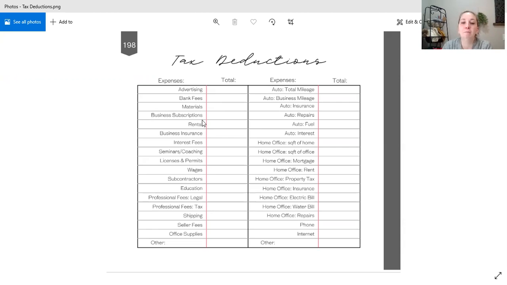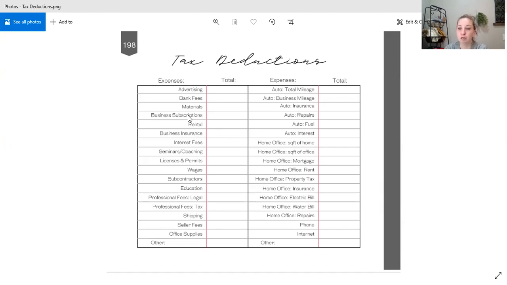Okay. Bank fees, that's pretty straightforward. But it has to be only tied to your business account. It cannot be tied to your personal account, okay? Materials, so this is also cost of goods sold. Materials, cost of goods sold, supplies. Remember how we said that kind of all intermingled. So materials are going to be your cost of goods sold and the supplies needed to make your products.